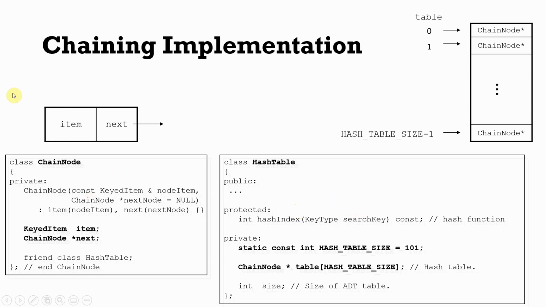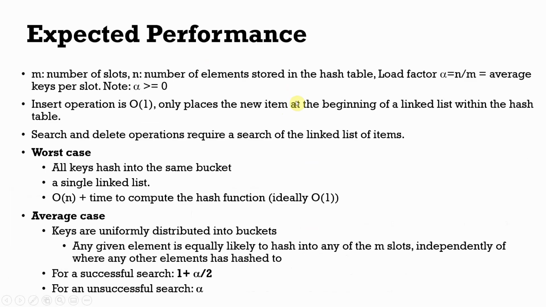This also shows a general overview of how to implement chaining. We would have a structure or class for our nodes, and also a class for our hash table. Then we would have all the member functions that we want: insertion, deletion, searching, and maybe is empty, is full, and other things we want for a dictionary or hash table.